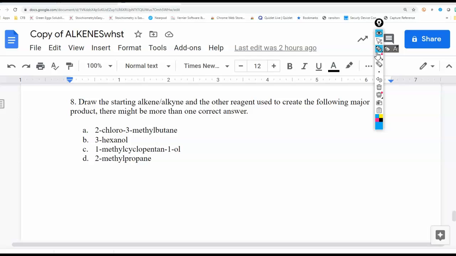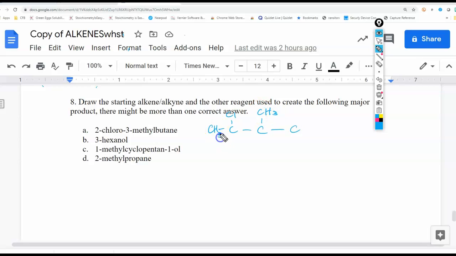So if this is 2-chloro, and I'm going to have to draw all of them out, this is 2-chloro-3-methylbutane. So we have a butane, just like this, and we have a chloro group on the second carbon, and we have a methyl group on the third carbon.